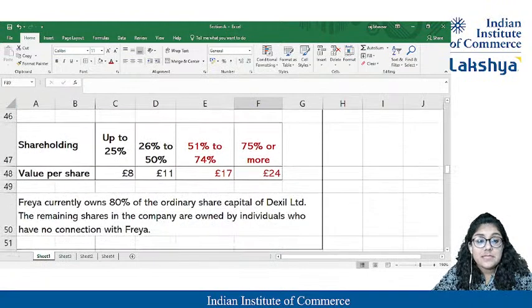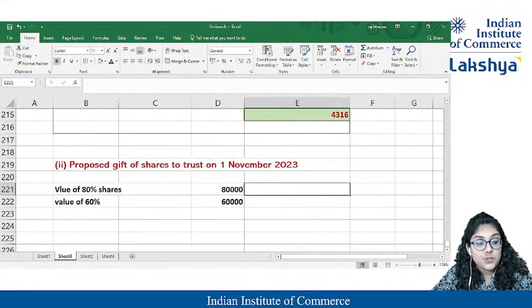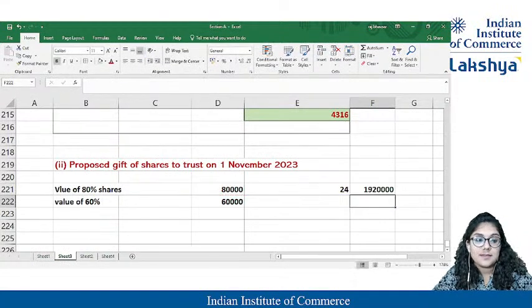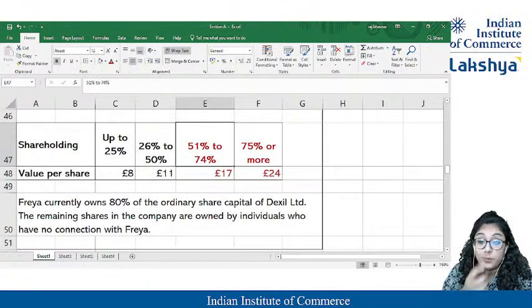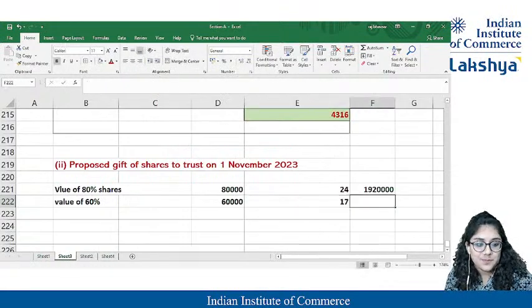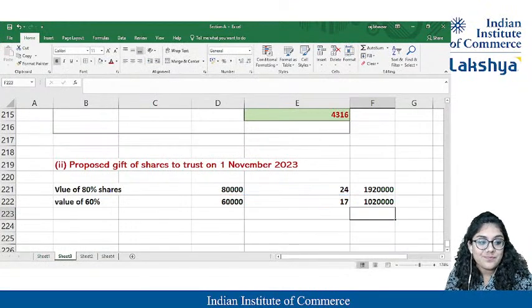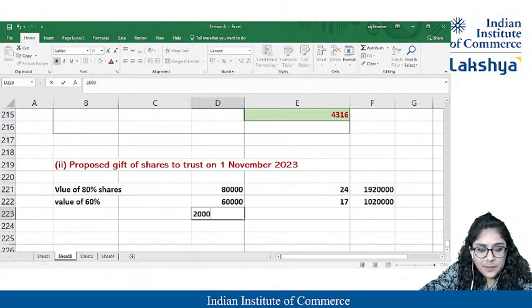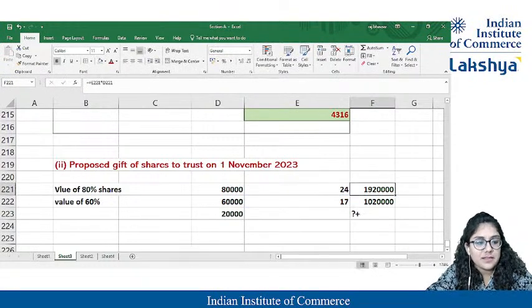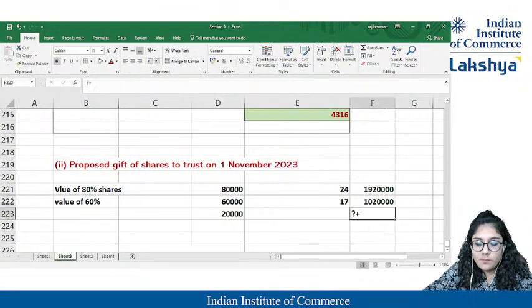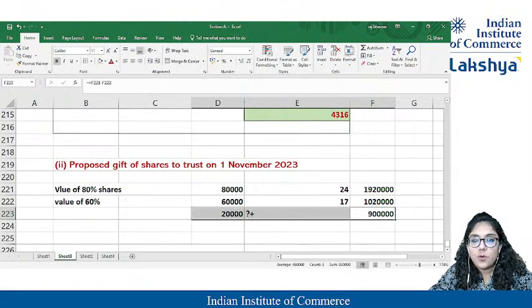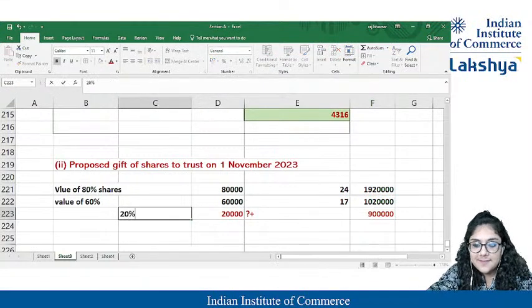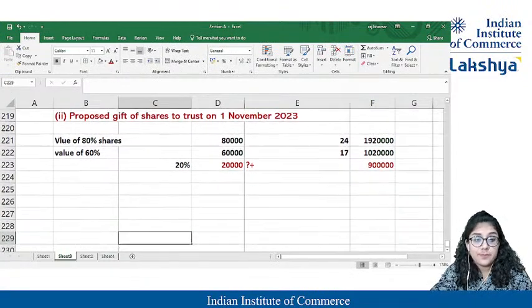Students, if it is 75 or more, it's £24. If it is 60,000, that is 60%, so it could be between 51 and 74. It could be 17 pounds. Let's write 17 pounds here. So I can just multiply this. Can I get the £20,000 value? Obviously, this minus this. This is the value for the 20% shares. The 20% shares which I want to sell could be valued at this.